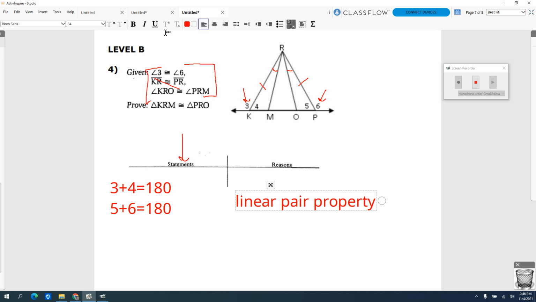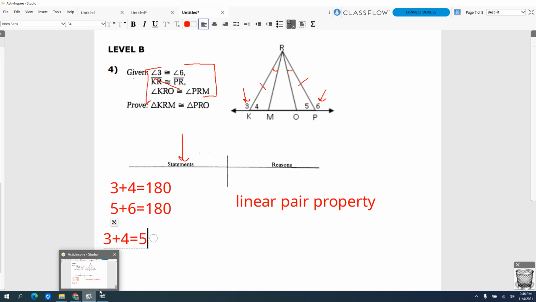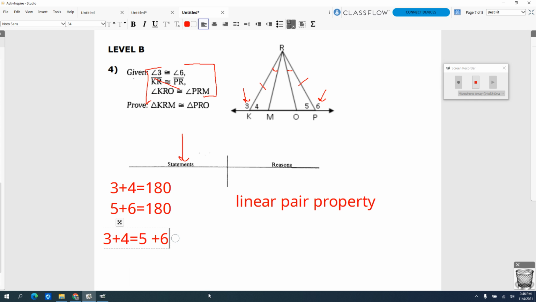So we have all the givens, and basically we need to somehow get 5 and 4 to be equal. Well, the first thing I'm going to do is notice that they both equal 180, so that means they equal each other. If 3 plus 4 equals 180, and if I switch this around to 180 equals 5 plus 6, that would mean that the measure of angle 3 plus the measure of angle 4 will equal the measure of angle 5 plus the measure of angle 6. I did that because now I have an equation where the 4 and the 5 are on opposite sides, but they're in the same equation, which was great. That's what I wanted to do. And the reason for that is the transitive property.